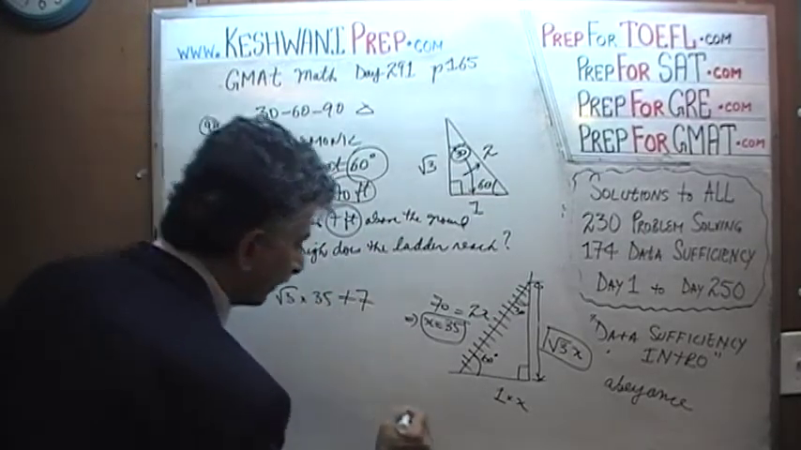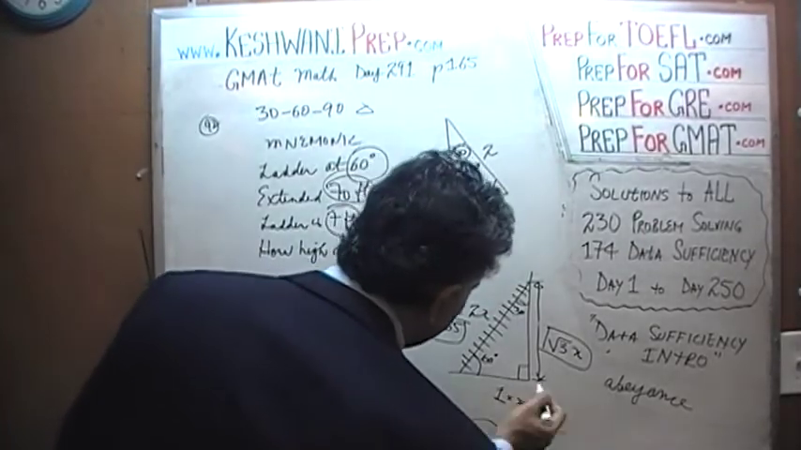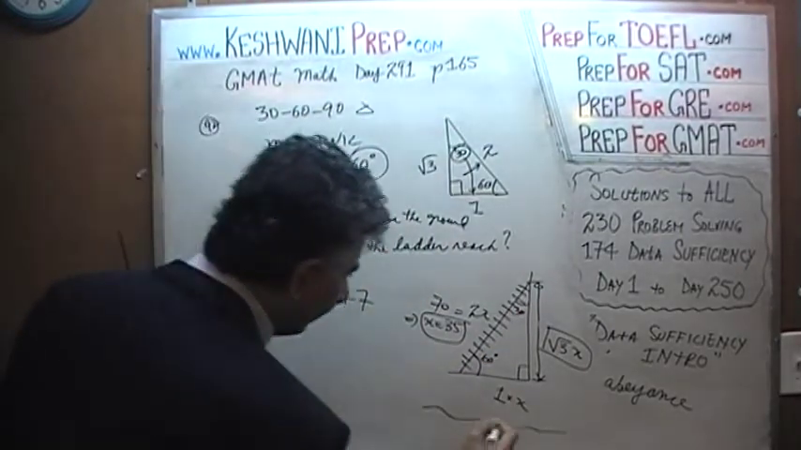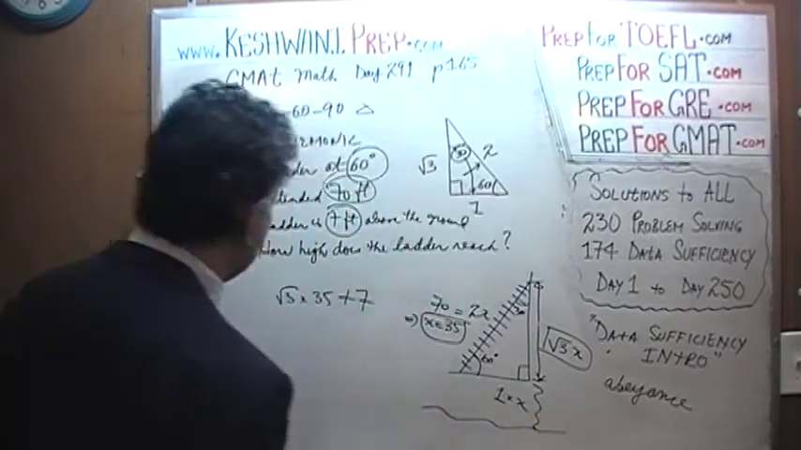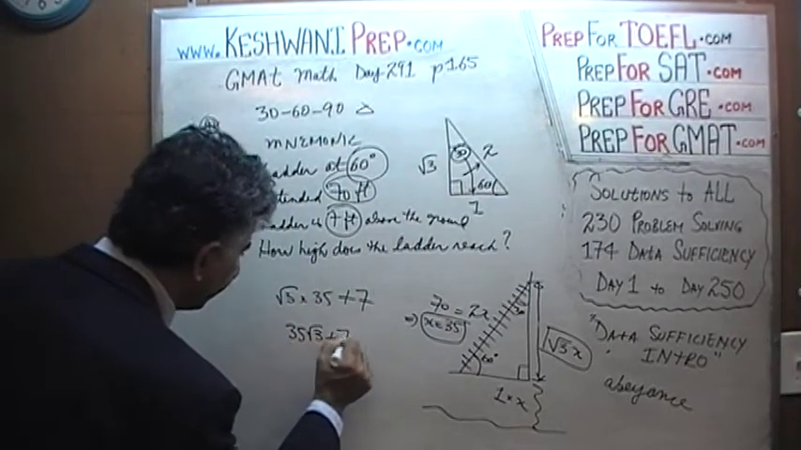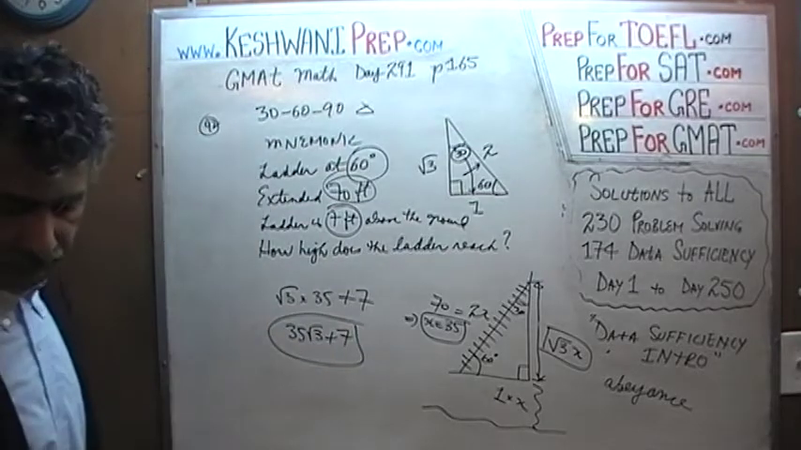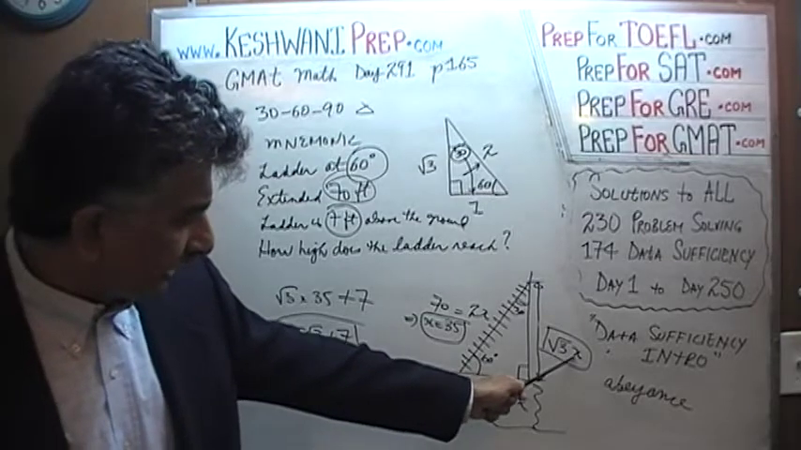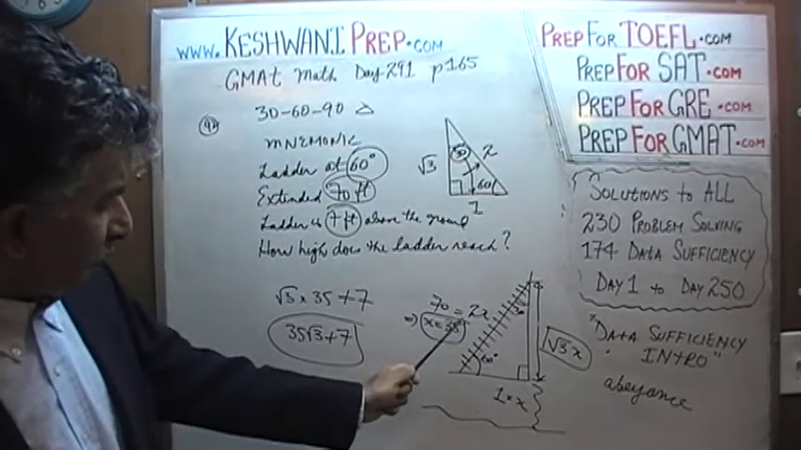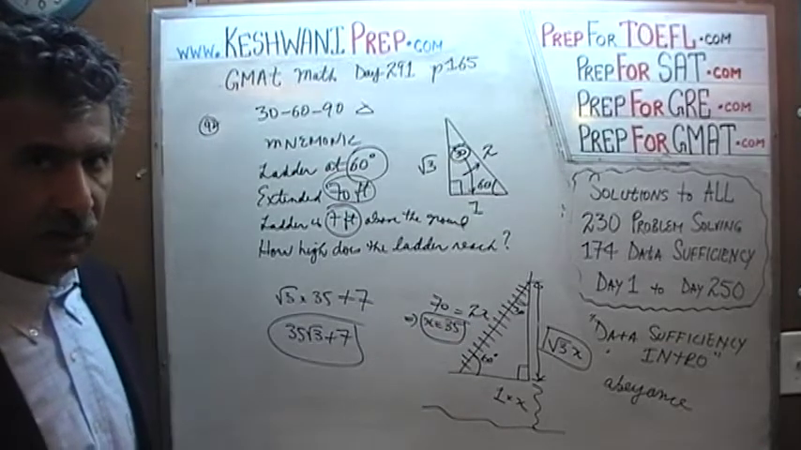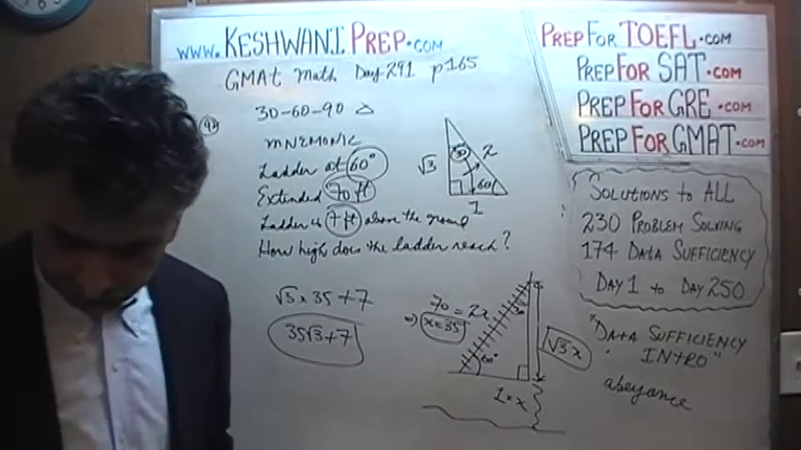7 to it because the ground is somewhere down here. This is where the whole ladder is sitting on some sort of a truck here. So this part here is 7 feet. That's it, we're done. This is our answer. So it's 35 times root 3 plus 7 is the final answer. The 35 times root 3 comes from here, root 3 times x. And x, of course, is 35 because 2x is 70, because we are told that the ladder is extended 70 feet. That's all.